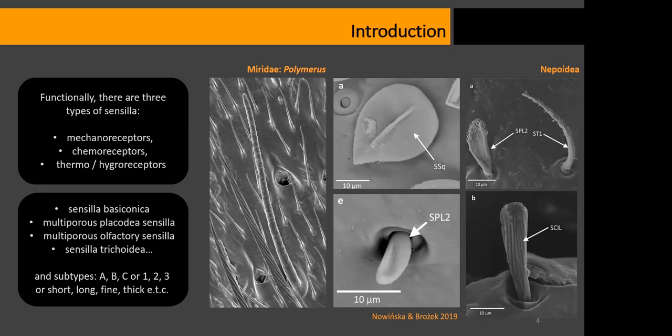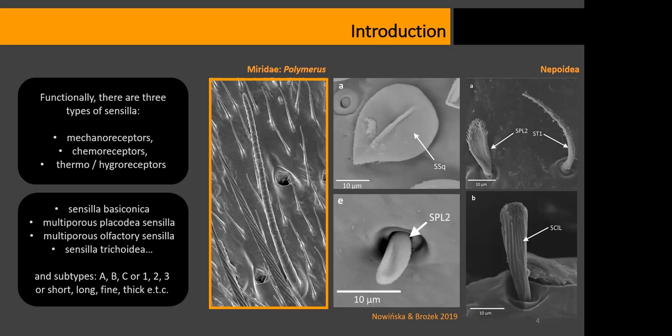The morphological division, on the other hand, is much more complicated. Researchers use various, usually incompatible classifications. For example, for this sensillum, we can find a whole host of terms in the literature, such as sensilla basiconica, multiporous placodea sensilla, multiporous olfactory sensilla, or sensilla trichoidea, and others. But it is not everything. Many subtypes are distinguished, indicated by letters, numbers, or shape names. The terminology of sensilla definitely needs to be revised.